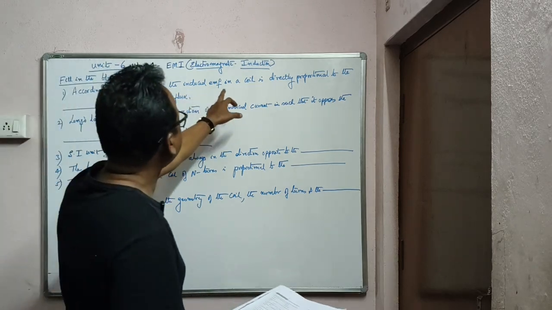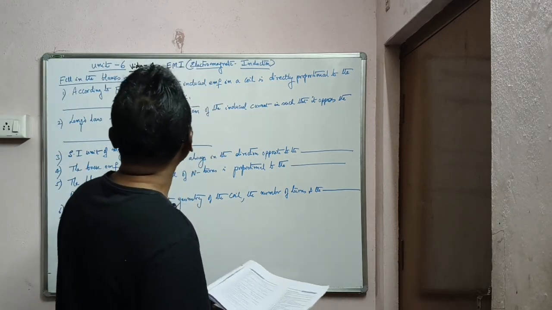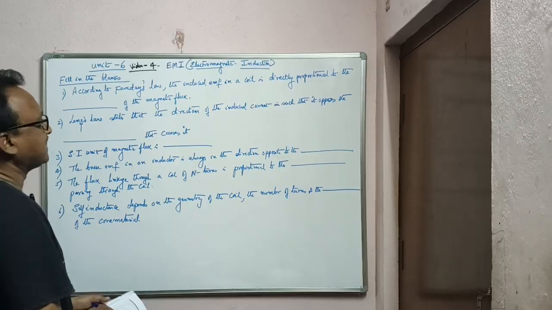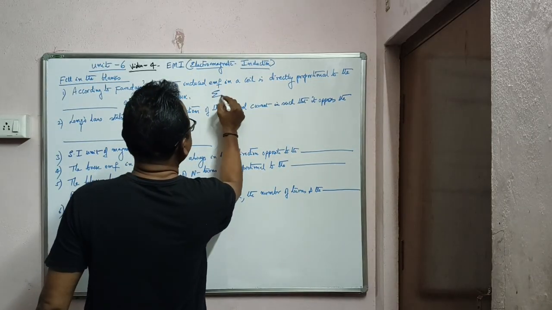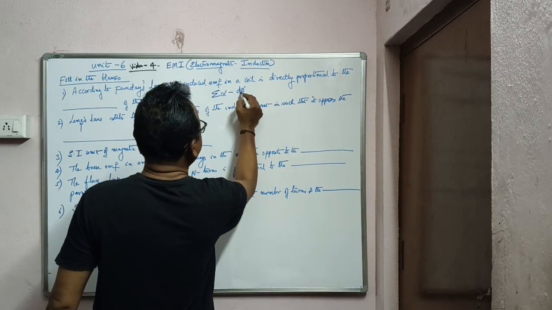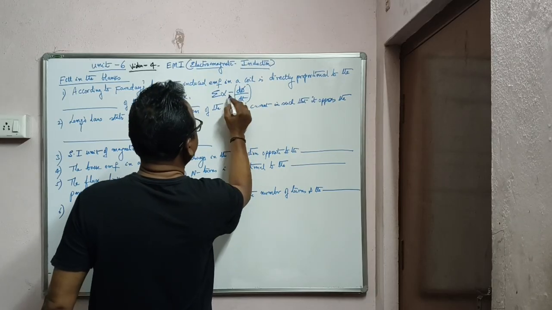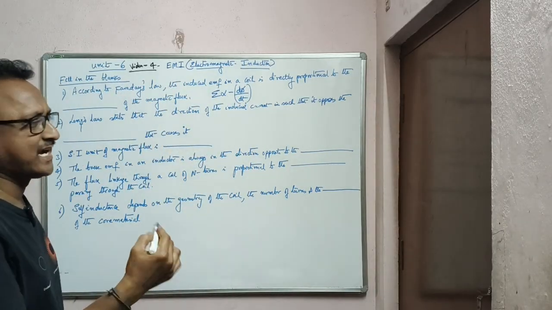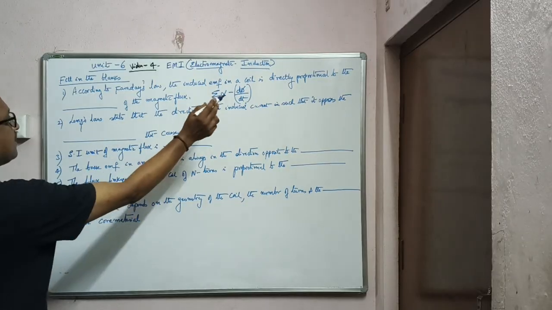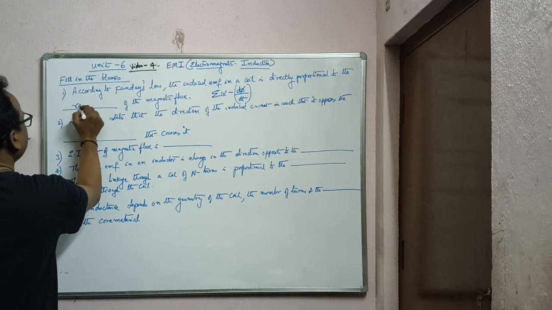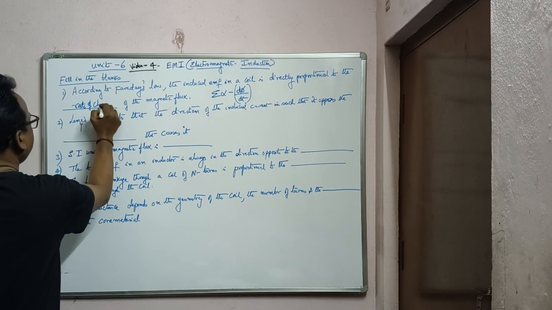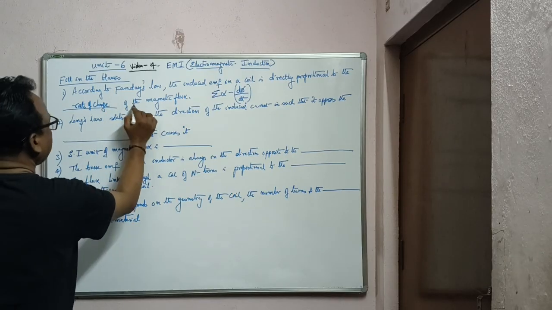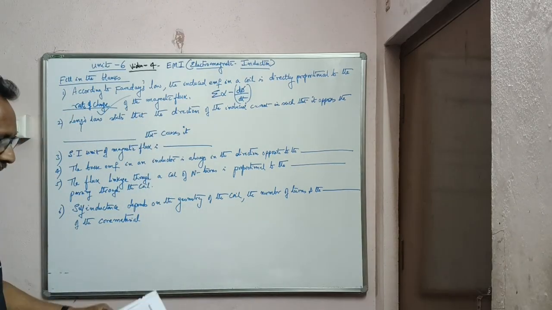According to Faraday's law, the induced EMF in a coil is directly proportional to dash. In Faraday's law, induced EMF is equal to minus d phi by dt. That negative sign is there; the induced EMF is proportional to the rate of change of magnetic flux. That is the first answer.